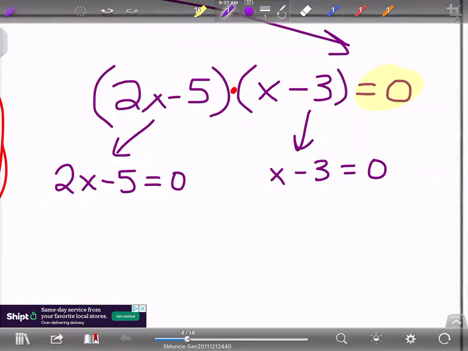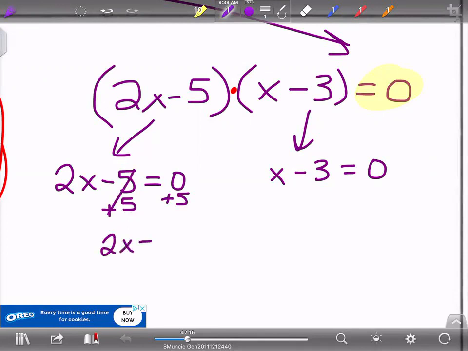So now I just want to solve both of these equations for x. So for the first one, I have 2x minus 5 equals 0. If I'm trying to get x by itself, I'm going to add 5 to both sides. So 2x equals 5.